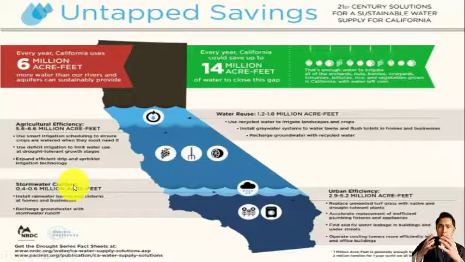Storm water is something that they have utilized. The rainwater that California gets, they have harvested, and not only harvested, but they have actually used it for recharging the groundwater.